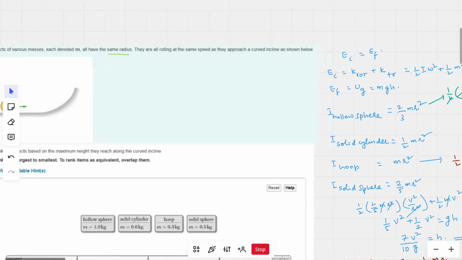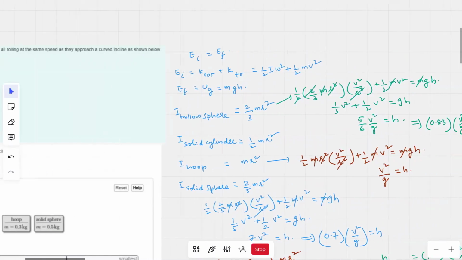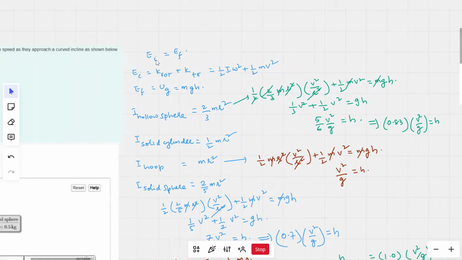Let us see. E initial is equal to E final. So energy is conserved. The total energy of the system remains constant. So initial energy is equal to final energy. What is the initial energy? Rotational kinetic energy plus translational kinetic energy. Rotational kinetic energy is equal to half I omega square, and translational kinetic energy is equal to half m v square. And the final energy is gravitational potential energy, which is mgh.